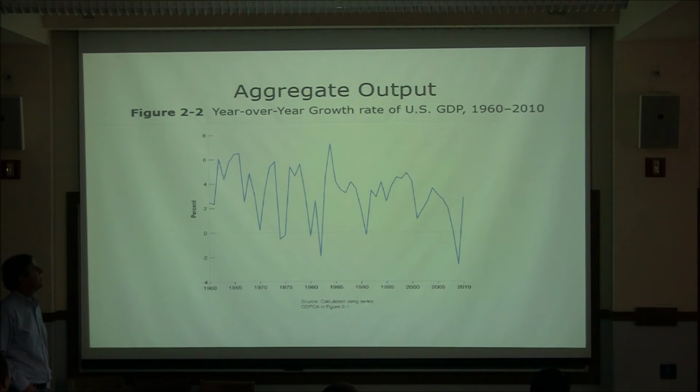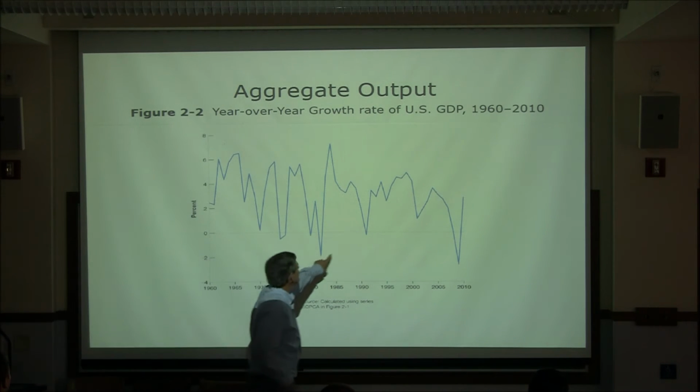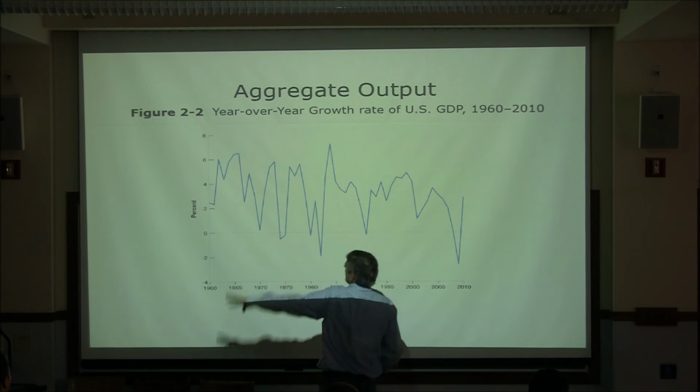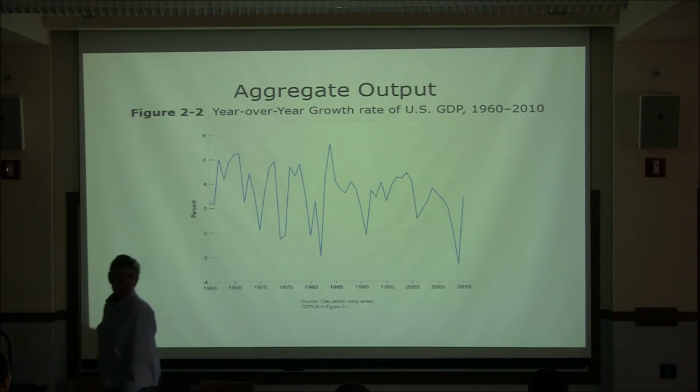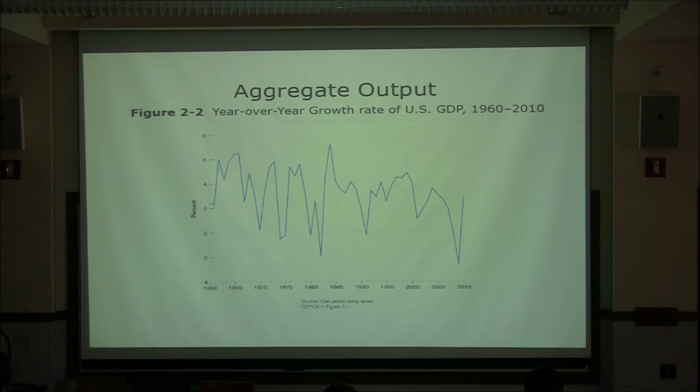And it's something you want to explain, because if you want to understand these recessions, you need to be able to explain why that number is changing over time. That's why a lot of the theories will focus on what changes output growth. These are year-over-year measures, so it's just the growth from, say, December to December.